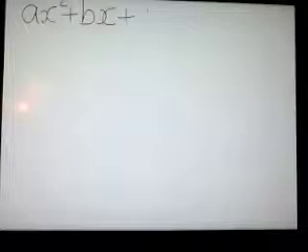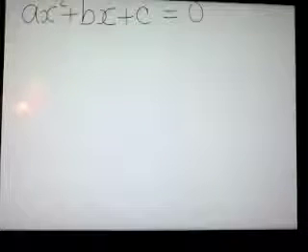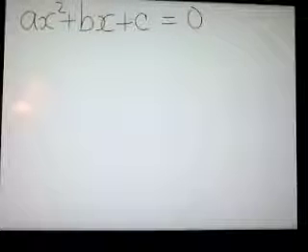So, if you remember that the standard form for a quadratic is ax squared plus bx plus c. And since we're solving for x, we're going to set this equal to 0.